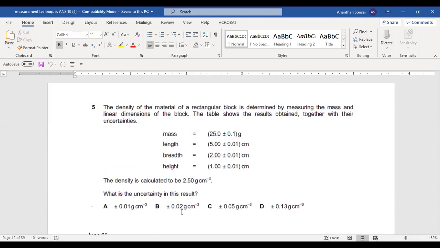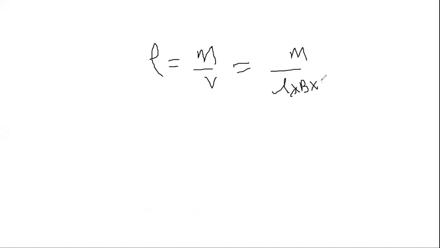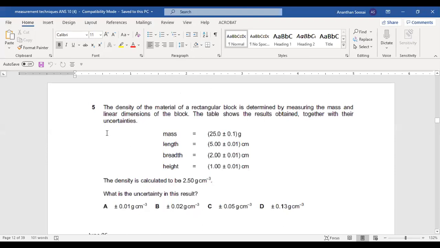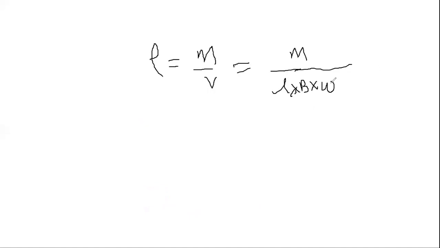Okay, so let me go to the whiteboard. So first, what do you have to do? Write the formula. So density equals mass over volume. Not enough. You can't leave this because you must bring all the quantity there with uncertainty in this formula. So you better write mass over length times breadth times height. Okay, so this is the formula, right?